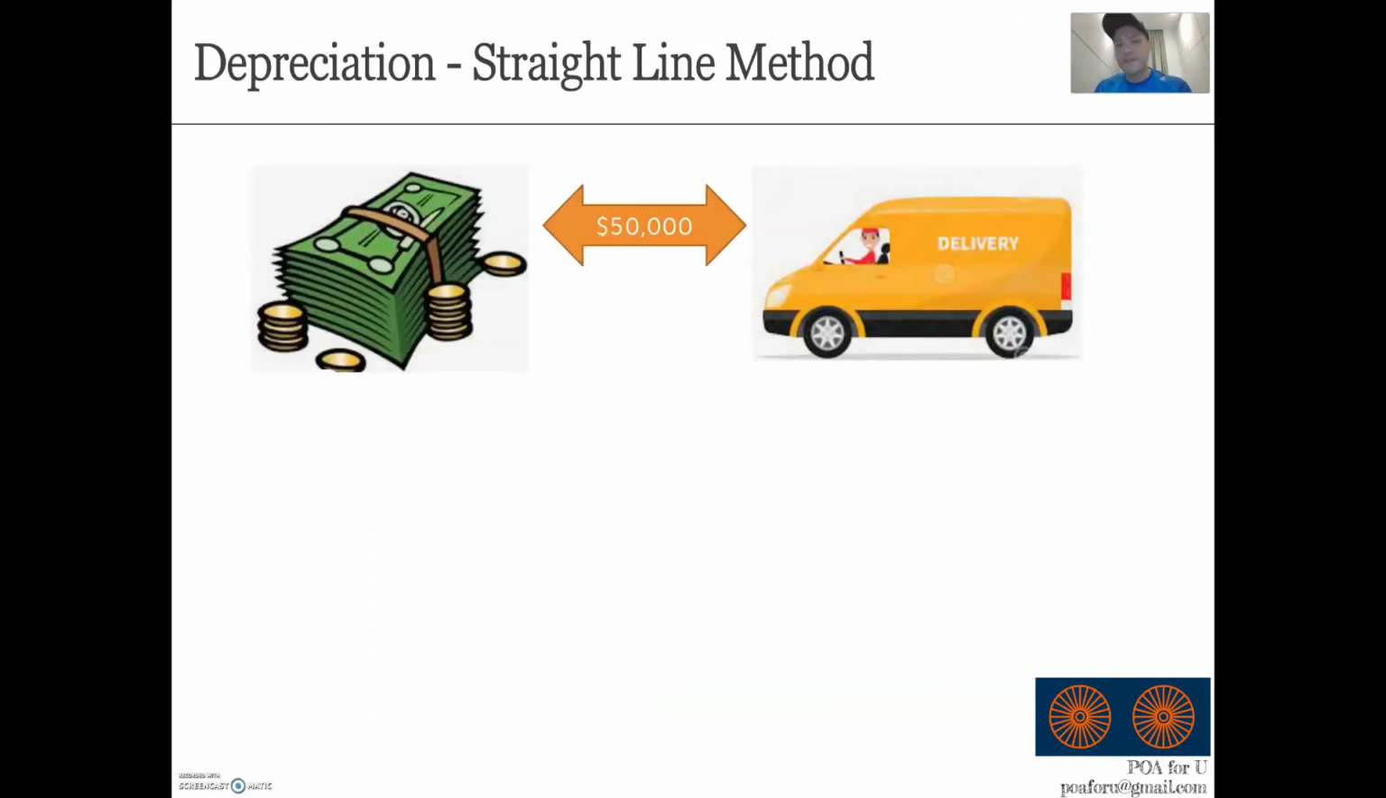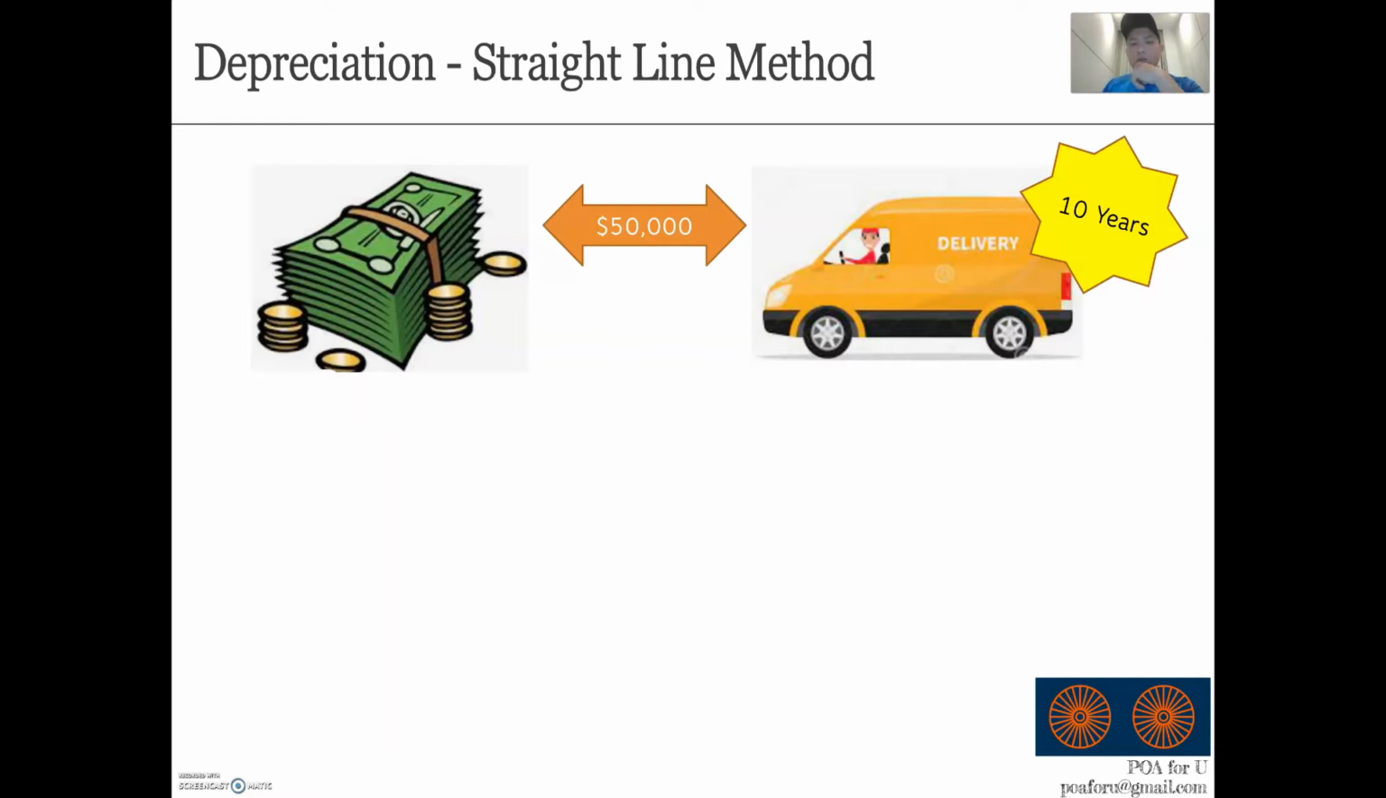Depreciation, the first method is the straight line method, the simplest and most straightforward. Let's work this through in an example that I have here. If you buy a delivery van for $50,000 and you are told that this delivery van would last for 10 years, and typically in Singapore that's the case as well, because you have to buy a certificate of entitlement for 10 years, right? And that's tagged to the delivery van.